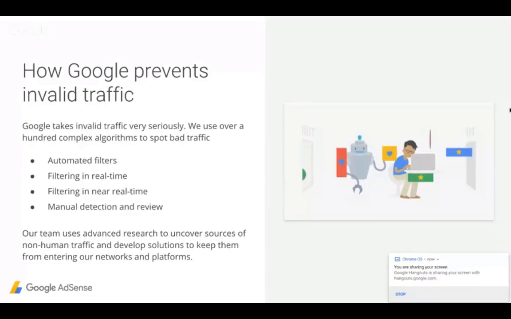Our automated systems work on machine learning and a lot of complex algorithms to prevent, protect, and stop invalid traffic from entering our platforms. We have a lot of automated filters. We apply filtering in real time and near real time as well. We use advanced research to hunt for sources of invalid traffic, try to understand anomalous patterns, and build defenses so that the entire ecosystem is protected against such traffic. We have manual teams who invest a lot of time in reviewing such patterns and creating such defenses.